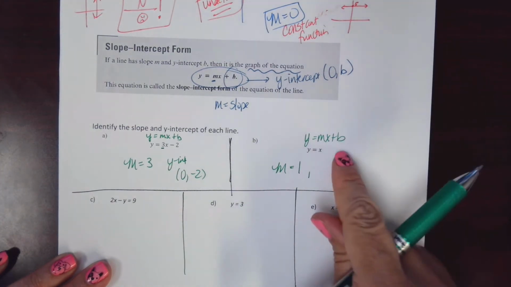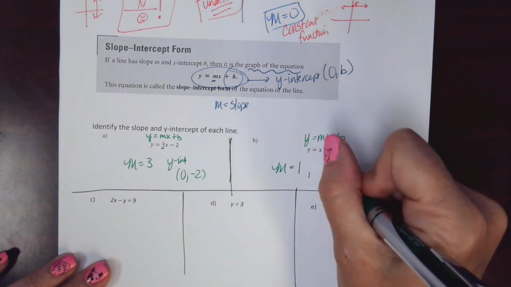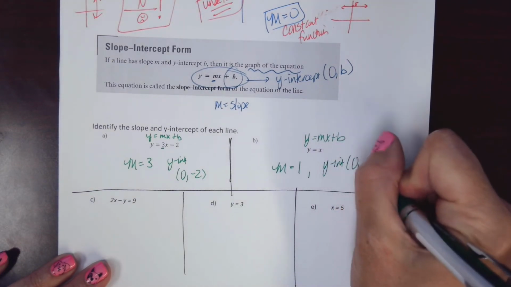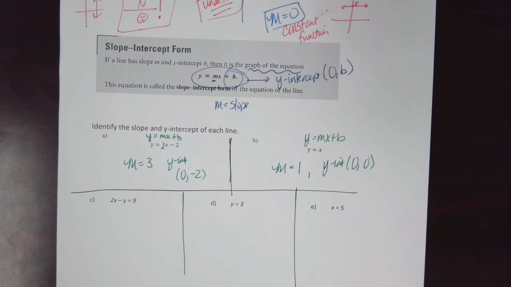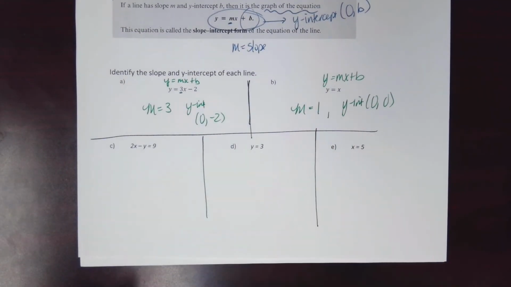And my y-intercept, if x is 0, I got nothing. I got 0, right? So my y-intercept, where x is 0, y is 0. So that line is going to go through the origin. Hey, that's my parent function for my linear function.